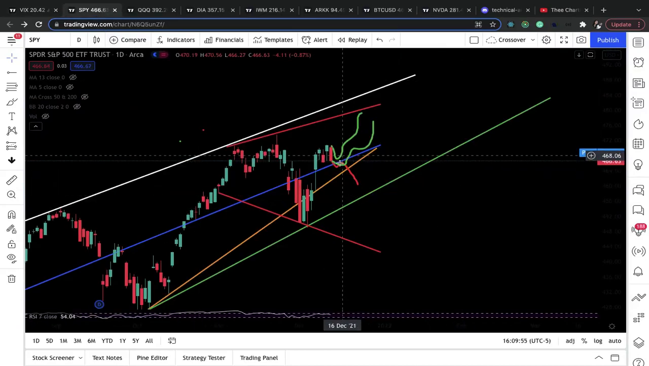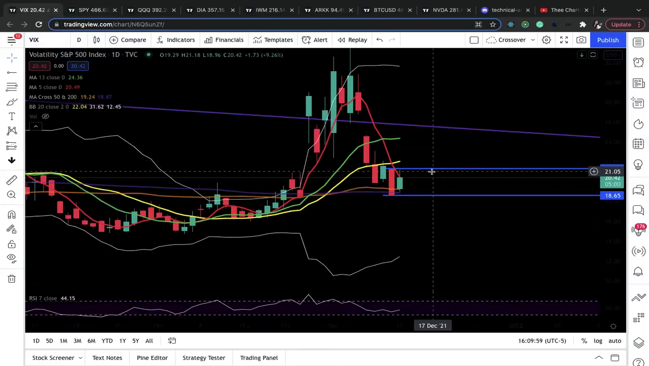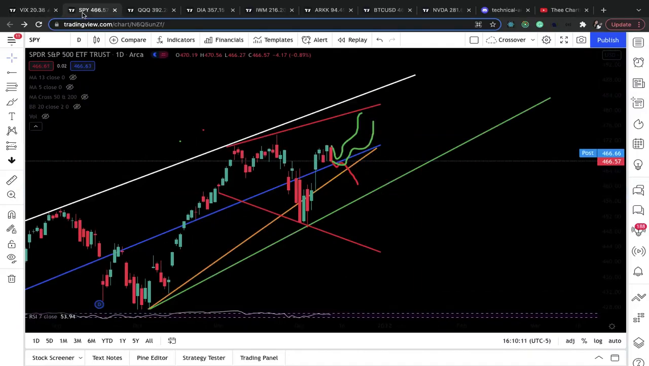So remember, these are our scenarios. We're going to keep it very simple, and this is the setup for VIX. Maybe you don't want to trade the SPY. Maybe you want to trade VIX instead. We got an inside day candle trade setup. Or you can just use this setup to influence how you would trade the SPY.